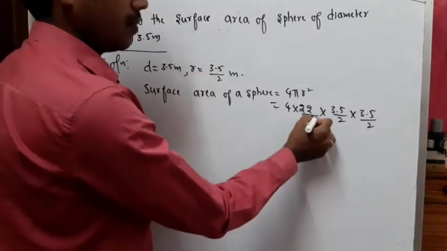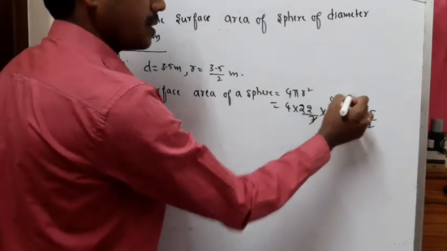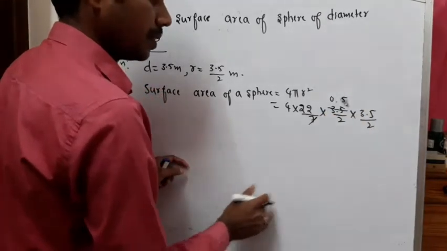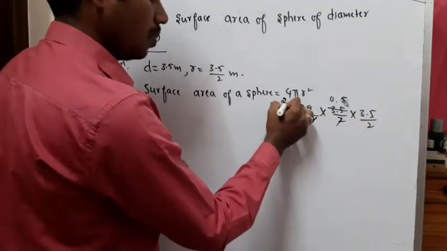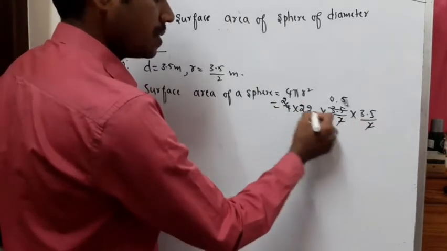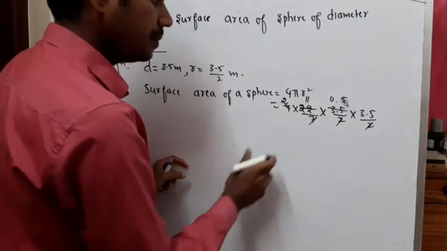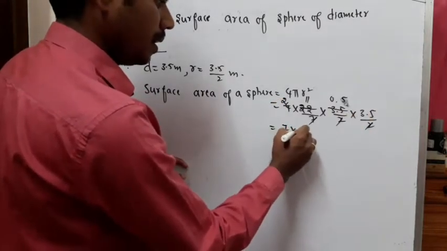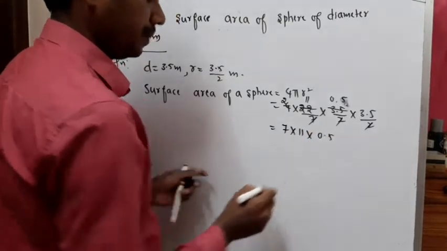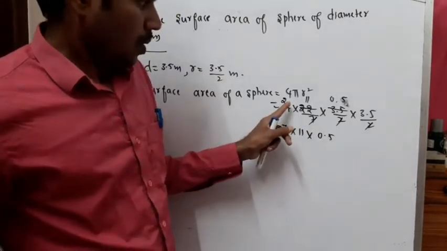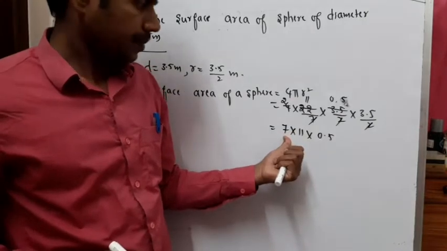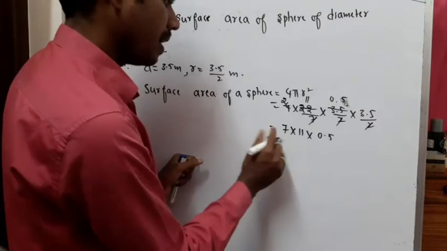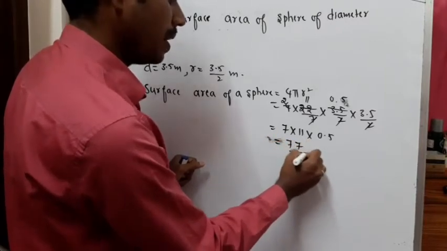Okay, 7 1s are 7, 7 5s are 35. Fine. Next, 2 1s are 2, 2 2s are 4, again 2 1s are 2, 2 11s are 22. Fine. 2 into 3.5 is nothing but 7, into 11 into 0.5. 2 into 3.5 is nothing but 7. Okay, 11 as it is into 0.5. 77.5 can be written as 1 by 2.